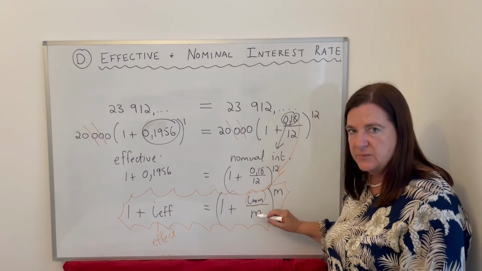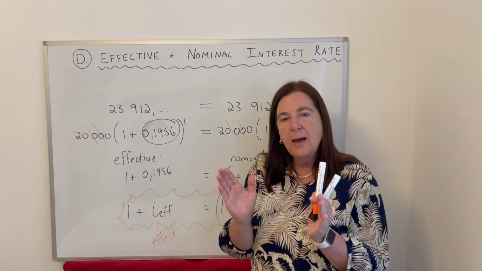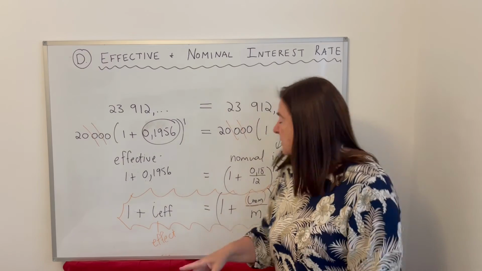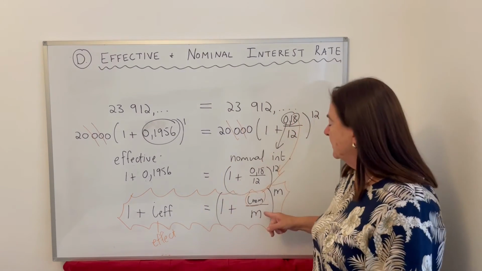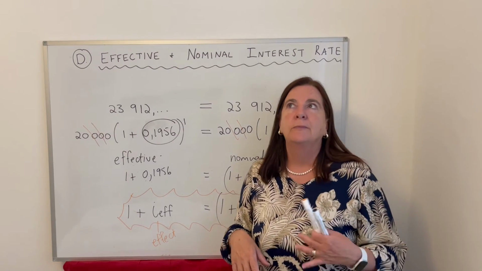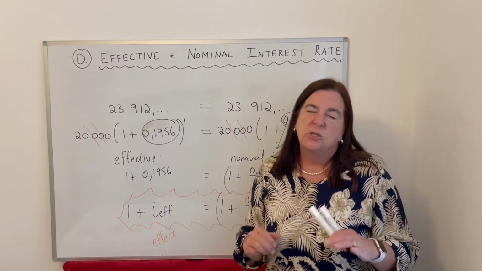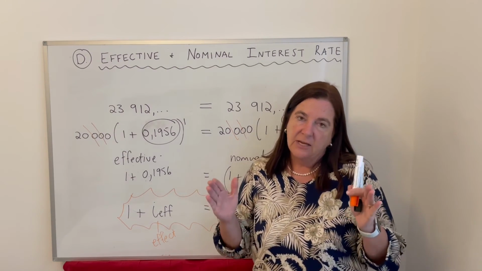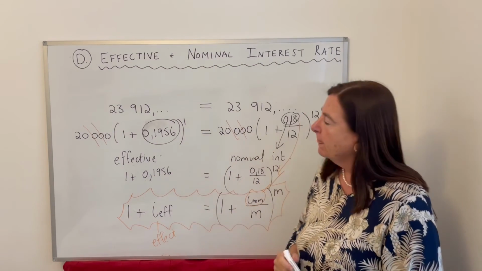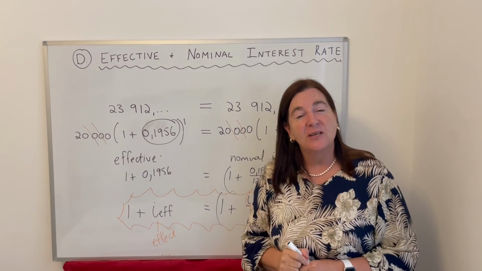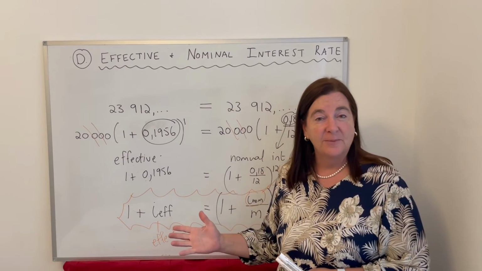What does the m stand for? The m stands for the number of time periods in the year. So this m is the number of time periods in the year, and then this would be the number of times that you charge the interest, which is the same as the number of time periods in a year. It's always 1 year. Effective is always 1 year.